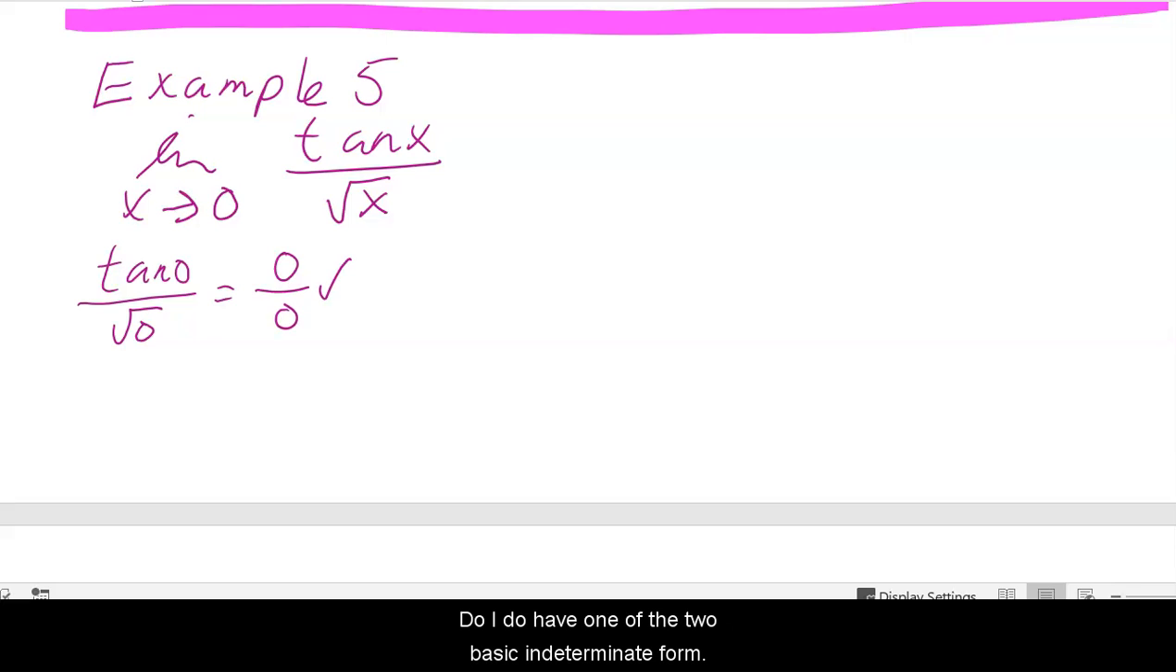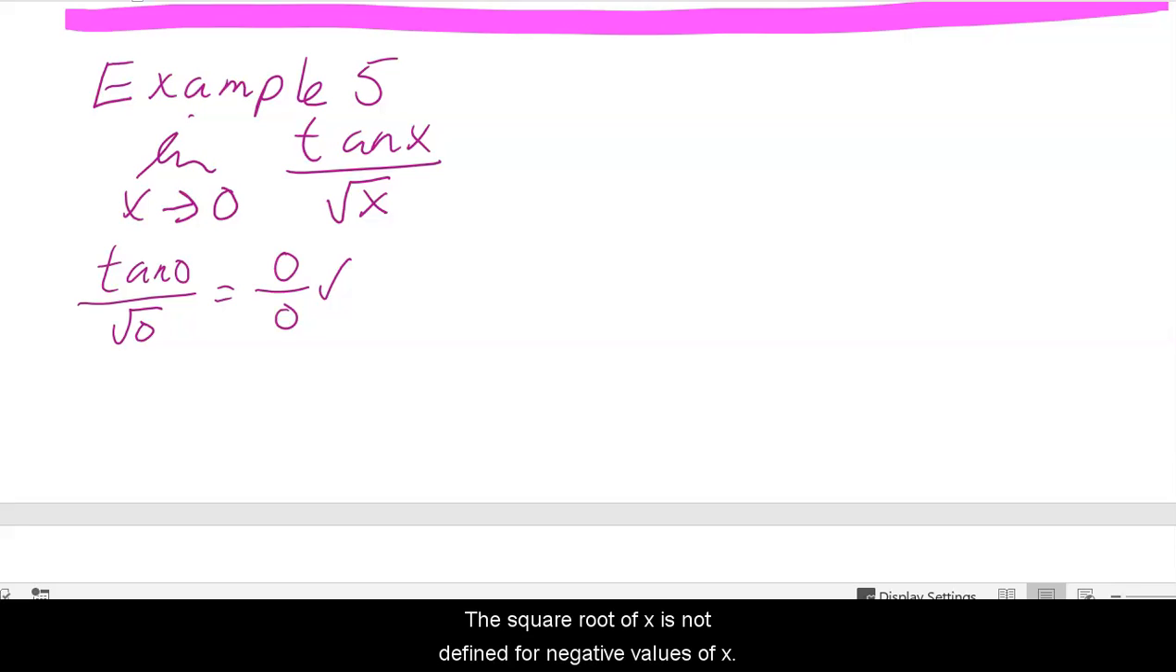So I do have one of the two basic indeterminate forms. Can I use L'Hopital's rule? Tangent of x is not continuous and differentiable everywhere, but it is only discontinuous at odd multiples of pi over 2. That's not near 0, so I'm safe.